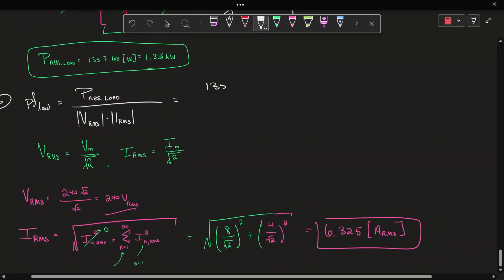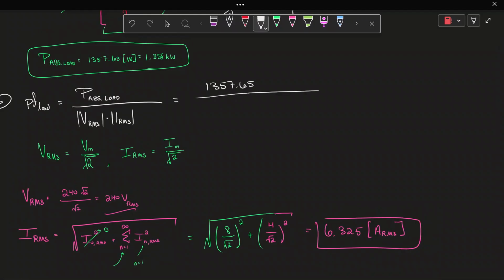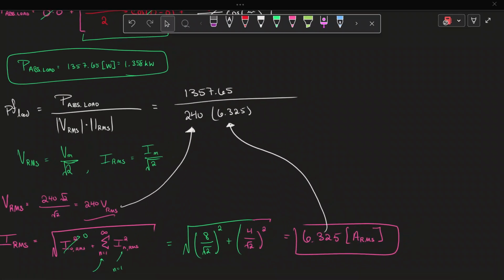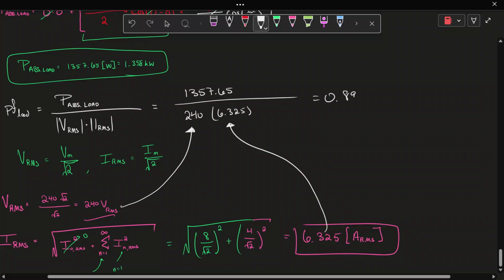So now we have 1357.65 divided by 240 times 6.325. And I'm going to put arrows here so we know exactly where these came from. And now what we're going to get is this. We get about 0.894. This is power factor.